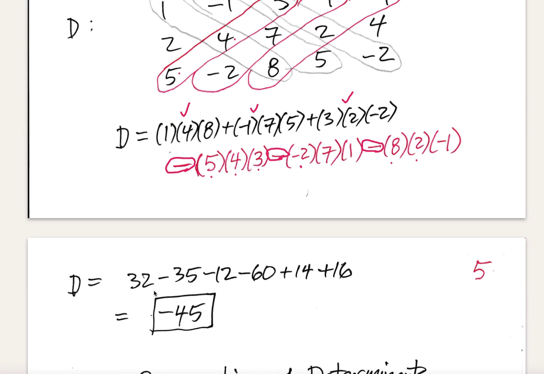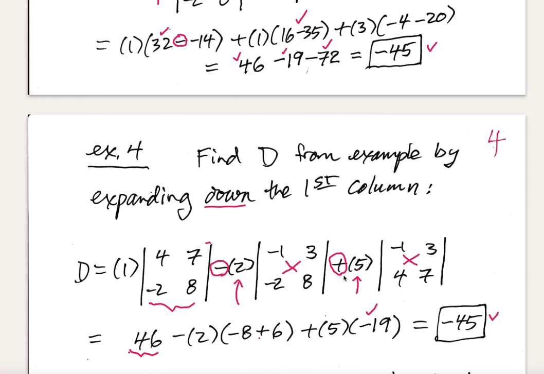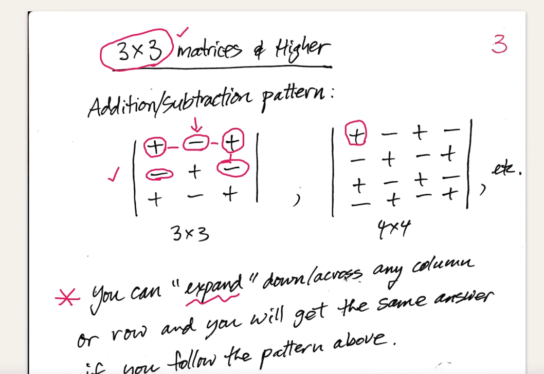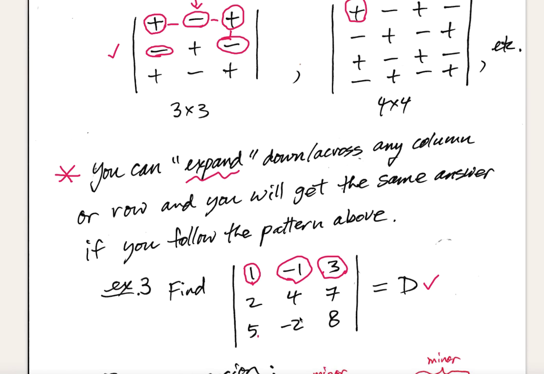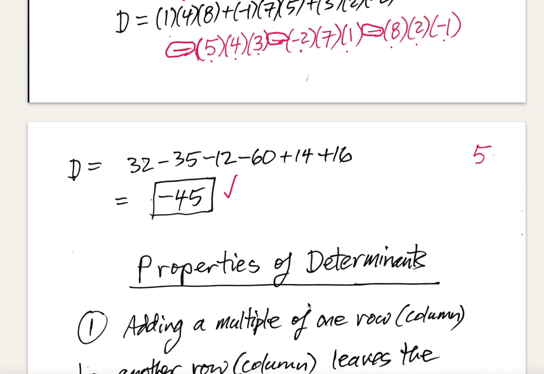It turns out to be 32 minus 35 minus 12 minus 60 plus 14 plus 16 because I've got negatives in here. We got some sign changes. So the double negative becomes positive. Anyways, you work it out. And I got negative 45 once again. Okay, so the determinant of that matrix, or should I say of the corresponding matrix, I guess I wrote it originally as a determinant, but that determinant is negative 45. I think we've beaten it to death, didn't we?